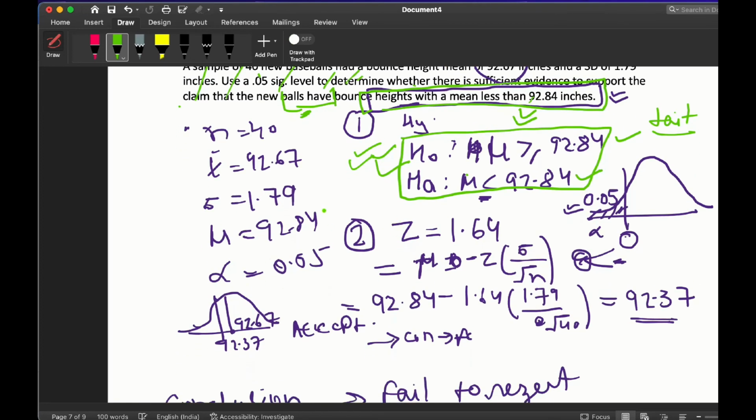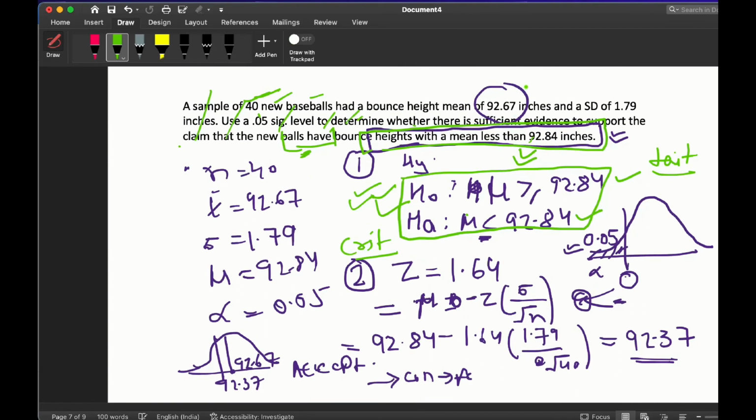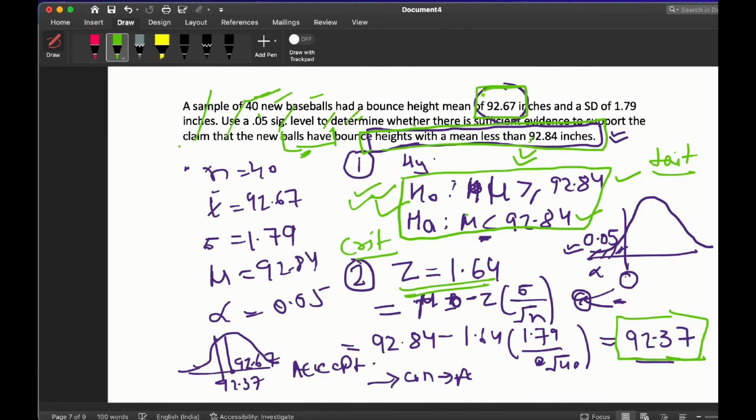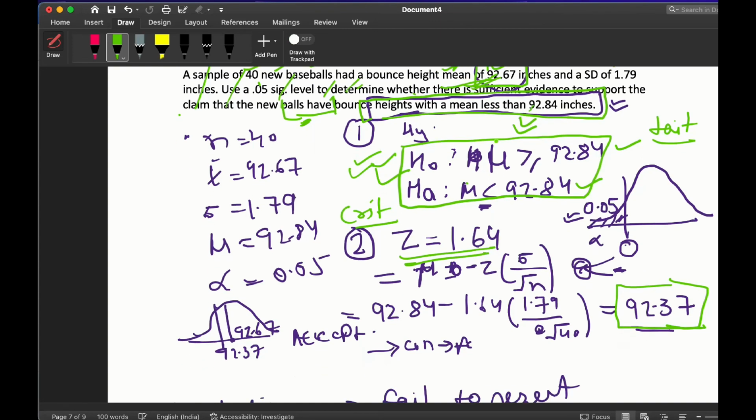And number 2, in the critical value method, you will see that we have not used this 92.67 anywhere. We have just taken this and found out the confidence interval. We have compared this with the 92.67 to see if it is coming in the acceptance region or the rejection region. So this is also independent in the critical value method. This is only to check whether your mean is actually correct or not.